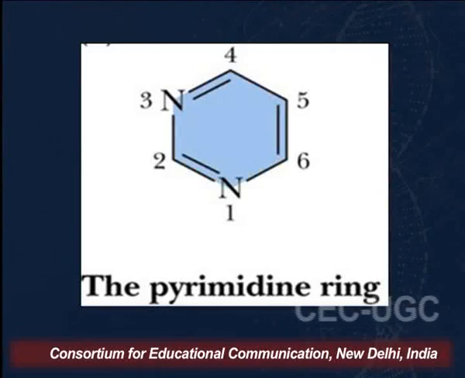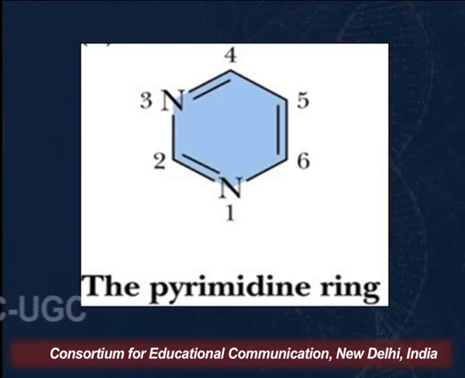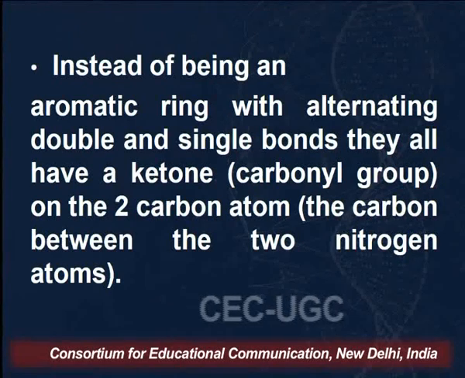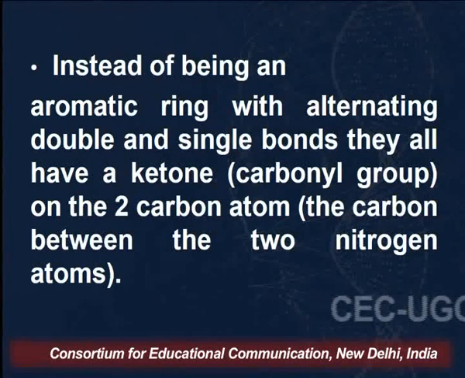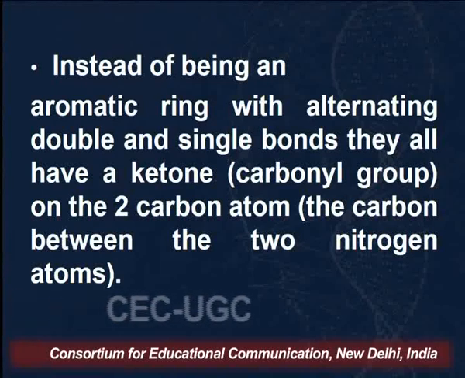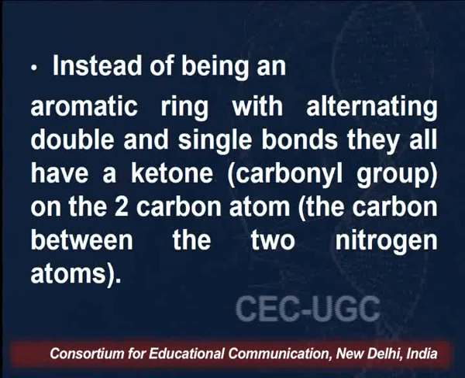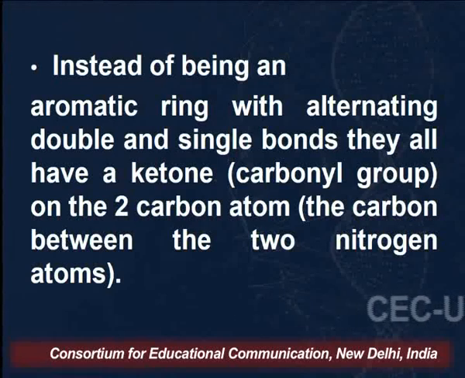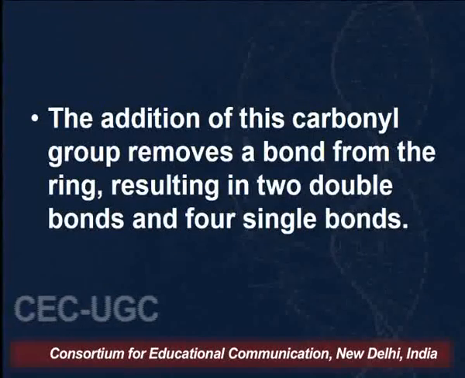So this is the basic pyrimidine ring which will be present in all nitrogenous bases. Instead of being an aromatic ring now with alternating double and single bonds, they all have a ketone, that is a carbonyl group, on the second carbon atom, that is the carbon which is between the 2 nitrogen atoms.